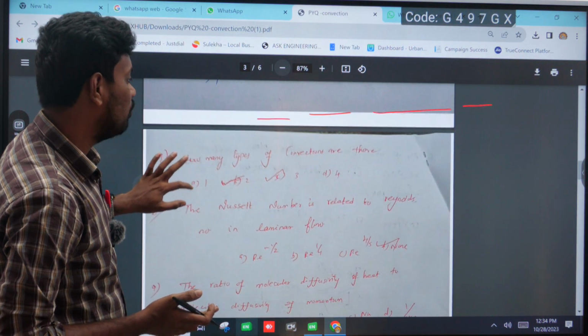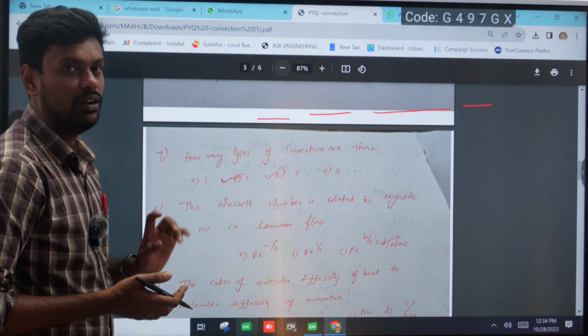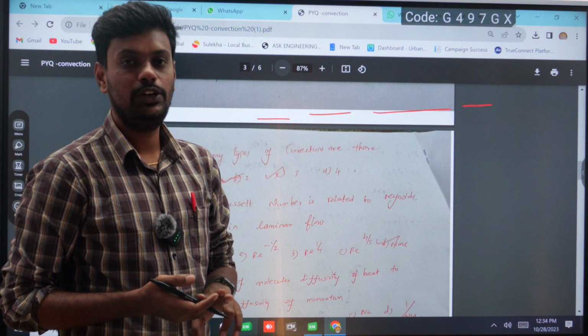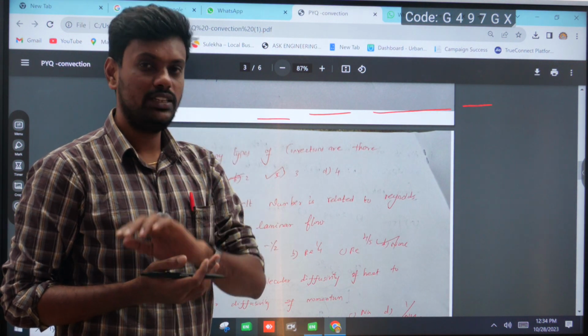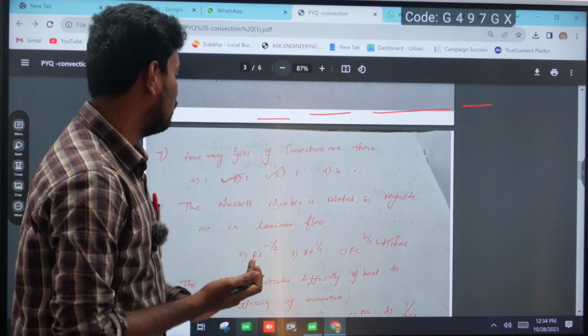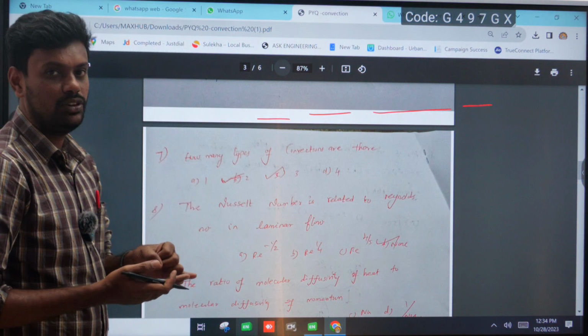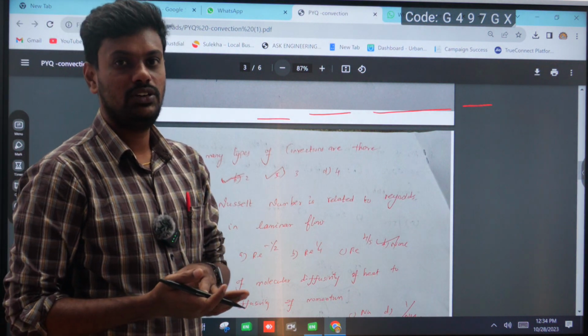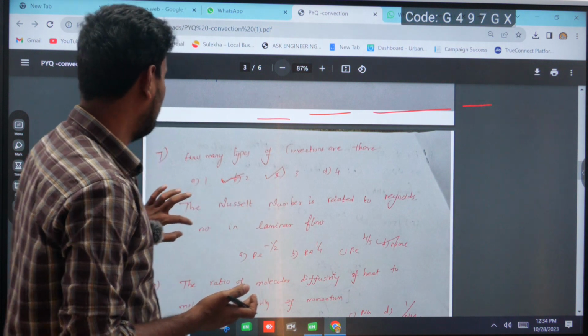Then how many types of convection are there? Actually we have seen only two types, mainly only two, but one more is also there, that is mixed convection. So there are three types of convection: natural convection, forced convection and mixed convection.